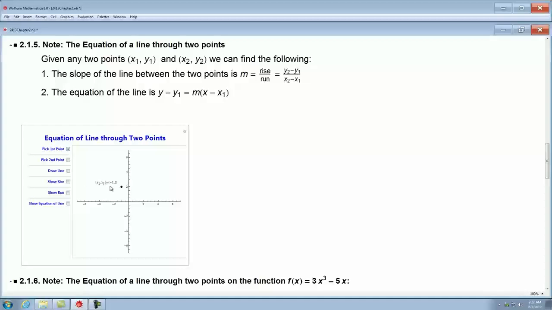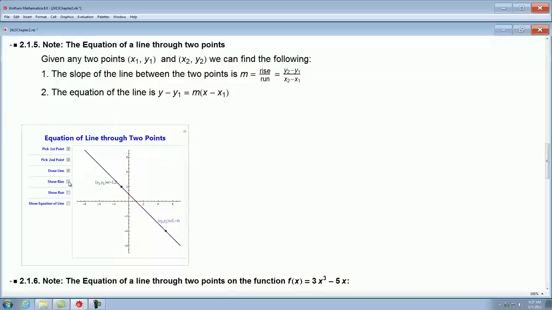You take a point like x1, y1, which is negative 1, 2. Then we take a second point, x2, y2, which is 5, negative 4. Now, we draw a line, and we're trying to find the equation of that line.